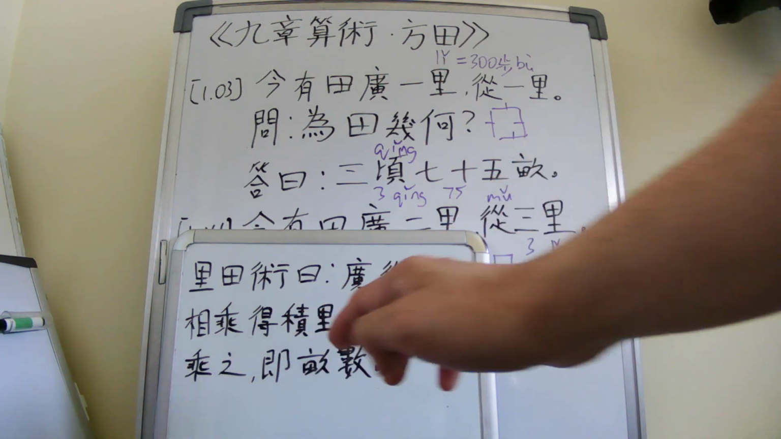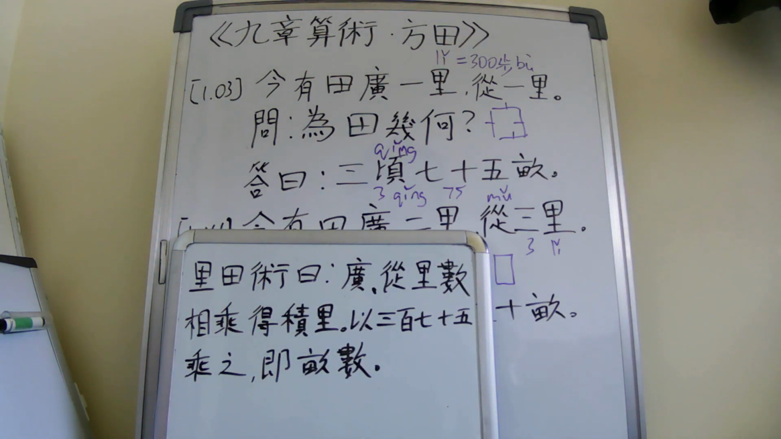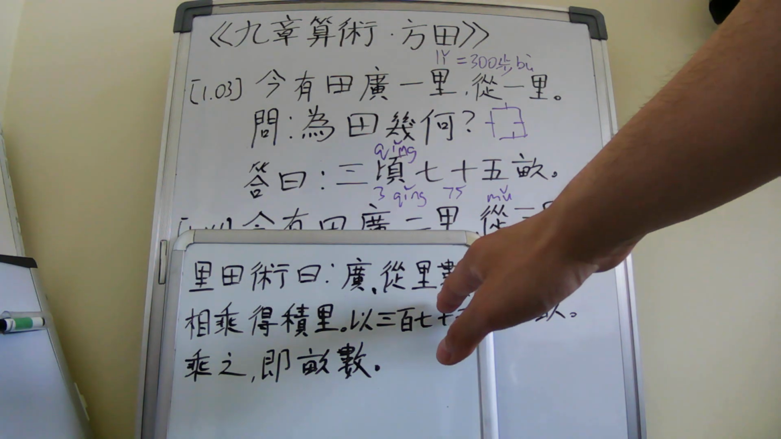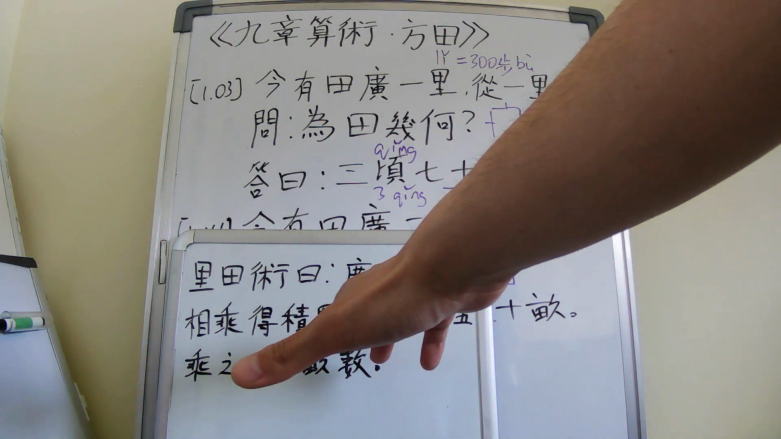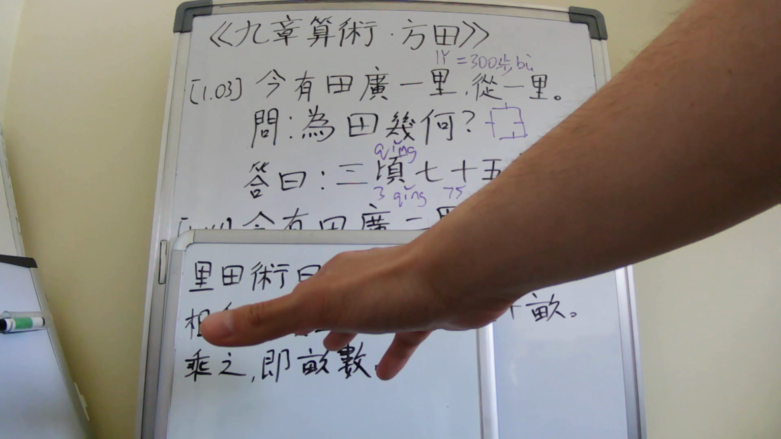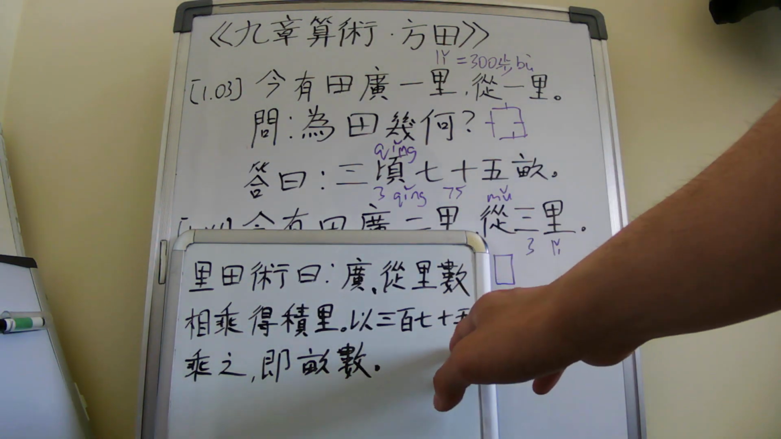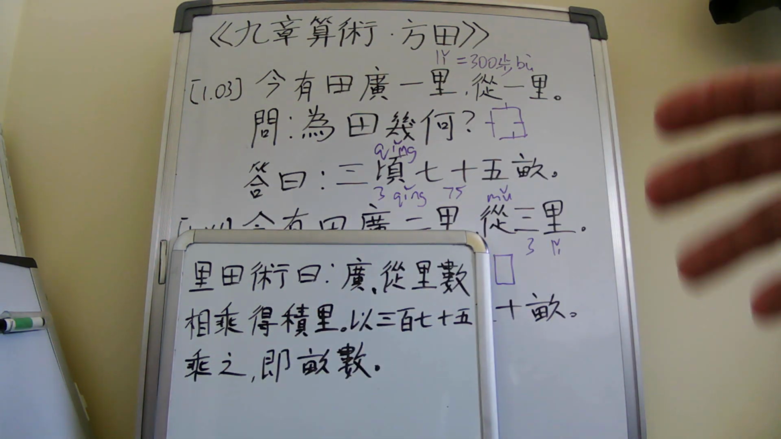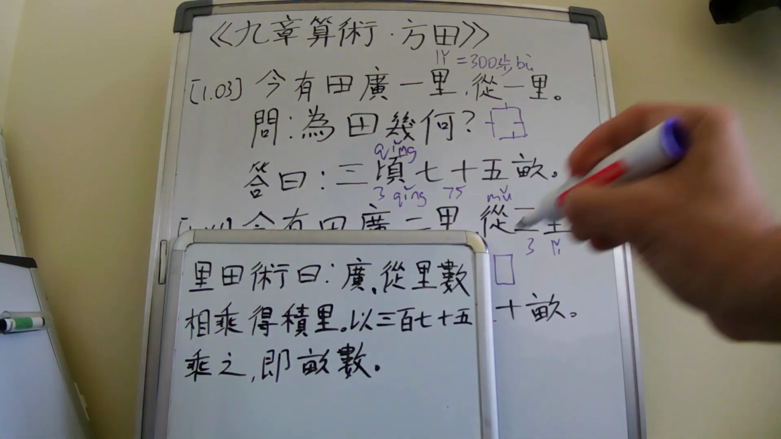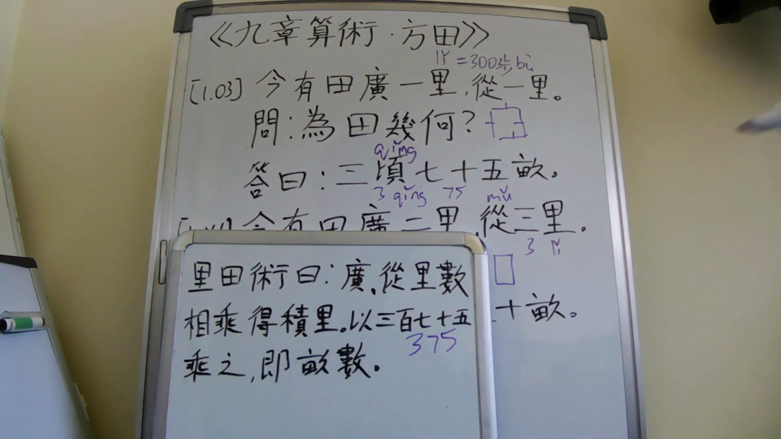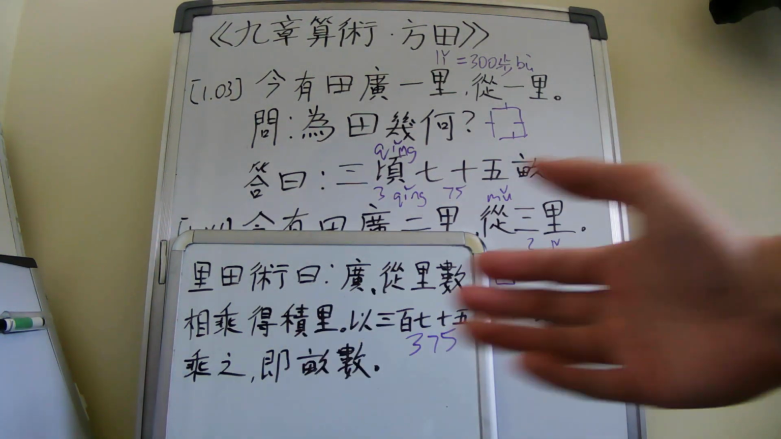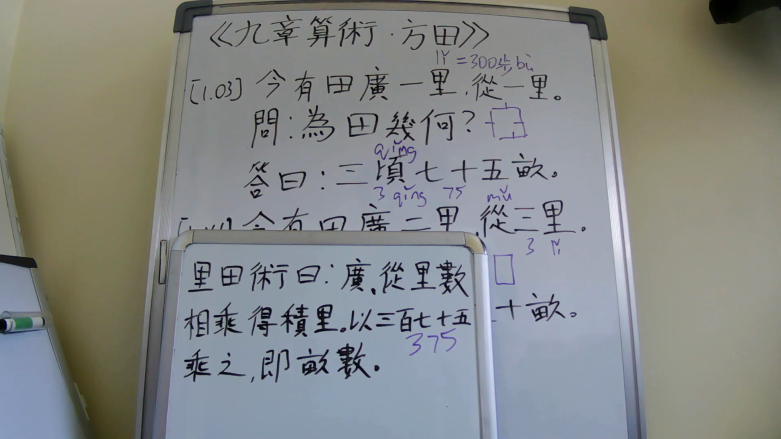So once again, we see this character ji, which means product in ancient Chinese math. So ji li is the product li. So we see a distinction between just the character li for its length versus ji li. So that's the area in this case, the product li being the area li in this context. 以三百七十五乘之 means just multiply by 375. 375. I'm going to write that there. 几亩数, that will result in the number of mu, so the amount of Chinese acres.